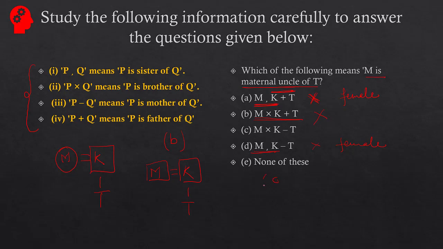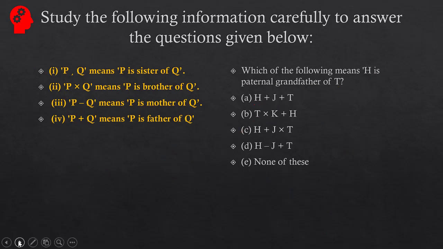Evaluating option number C, M cross K, that means M is brother of K. K minus T, K is mother of T. Yes, from here we can see T's mother is K and M happens to be her brother, leading us to that M is the maternal uncle of T. So our right answer is option C.